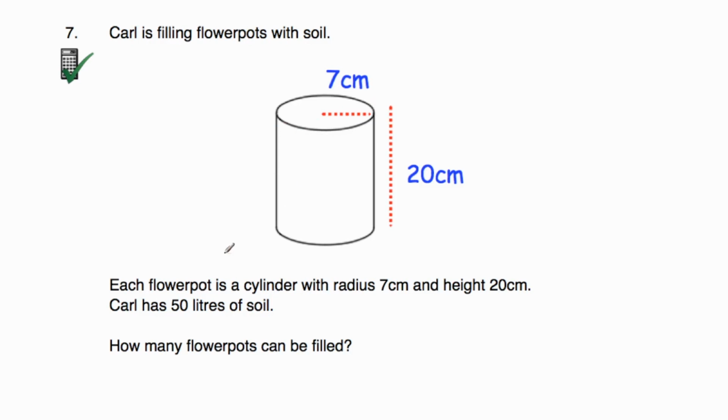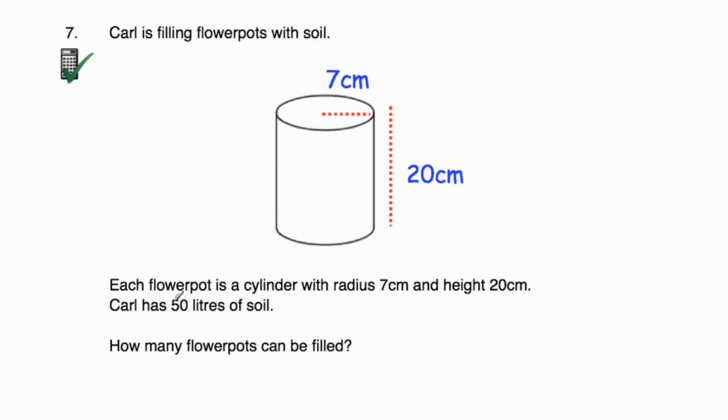So this is a flower pot. Each flower pot is a cylinder with a radius of 7 centimeters and a height of 20 centimeters. Carl has 50 litres of soil. How many flower pots can be filled? So we need to find out how many of these cylinders can be filled using this 50 litres of soil.